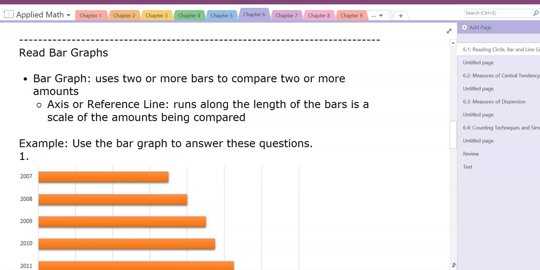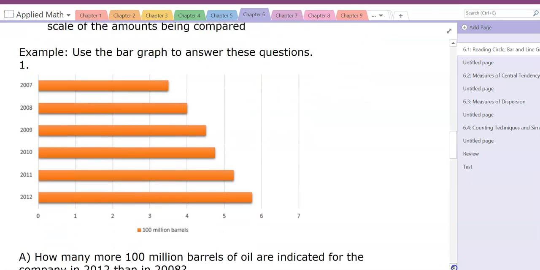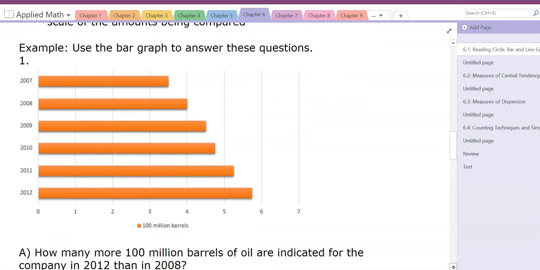So for this one here, it looks like these bars are talking about 100 million barrels for the different years. On the y-axis are the years from 2007 to 2012, and across the bottom are the barrels, and every single one is 100 million. So where you see 2, that means 200 million barrels were sold or exported.